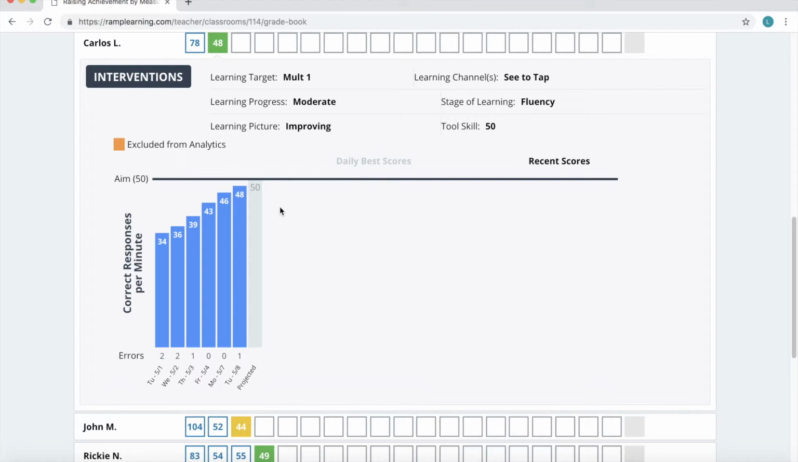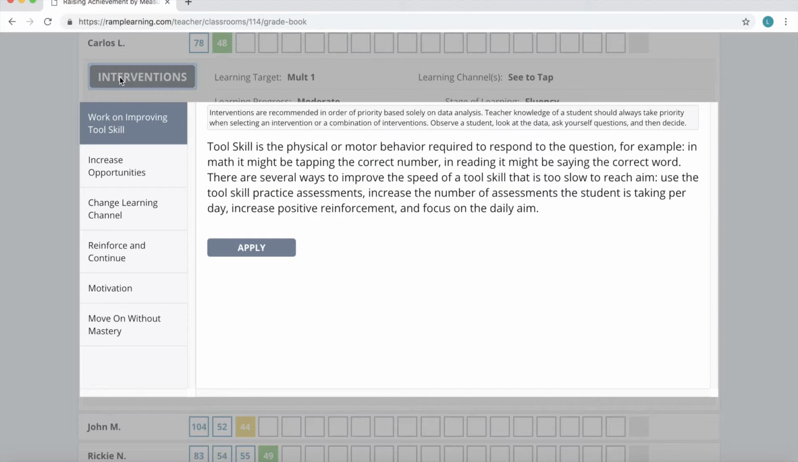In the upper left-hand corner of the graph, you can see that there's a black box with the word interventions in it. If we click on this, we see optional teaching strategies. These strategies have been derived from hundreds of research studies, been shown to be effective, efficient methods for improving fluency-based mastery learning. And there's a note to the teacher in the center of the box that reads, interventions are recommended in order of priority based solely on data analysis.